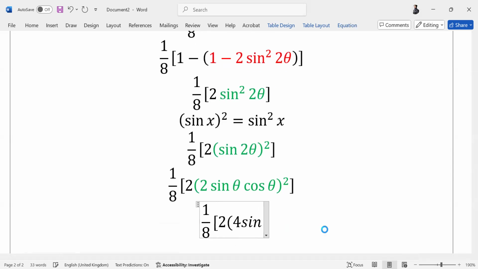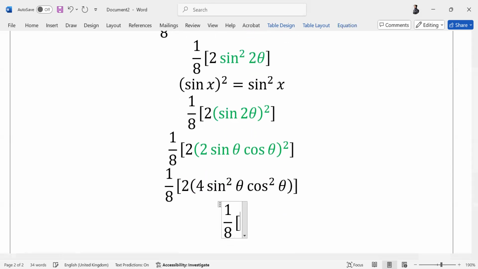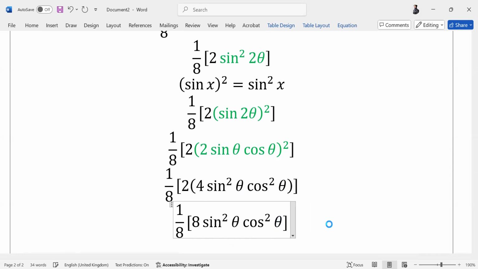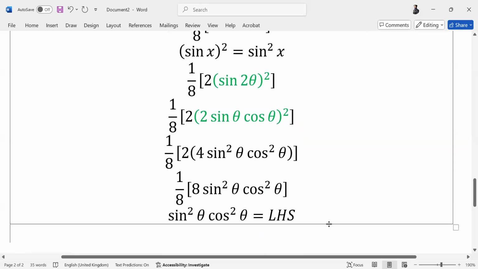4 sin square theta. 8 and 8 cancelled out. Do we end up getting the answer? Does it make sense? Any problem, any confusion?